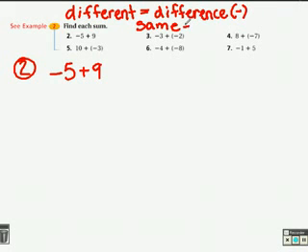Same sign equals sum, which is adding. Okay, so we have different ones, so we're going to subtract. I'm going to go ahead and put the 9 first because it's easier for me. 9 minus 5 equals 4.